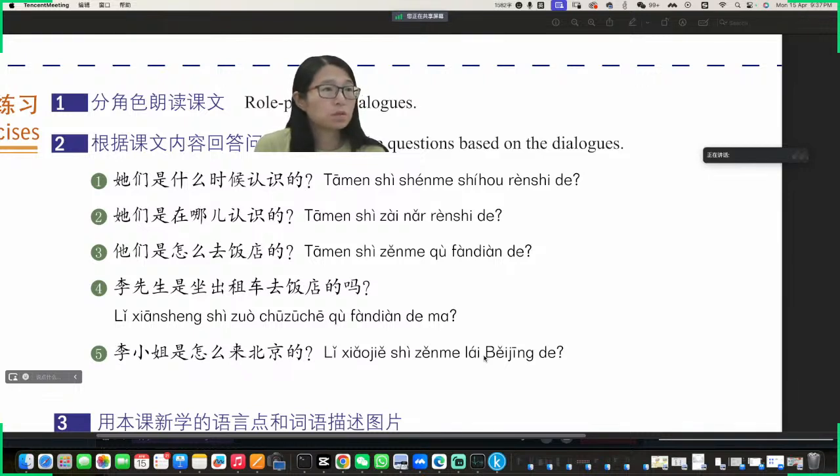So, the above content is what we learned today. Any questions? We learned how to use the 是的 structure. It can be used to emphasize the time, place, and manner. You can also use it to ask these kinds of questions. You can also answer these questions in a positive way and also a negative way. And we also know how to say the time, the year, month, date, and also days of the week in Chinese.